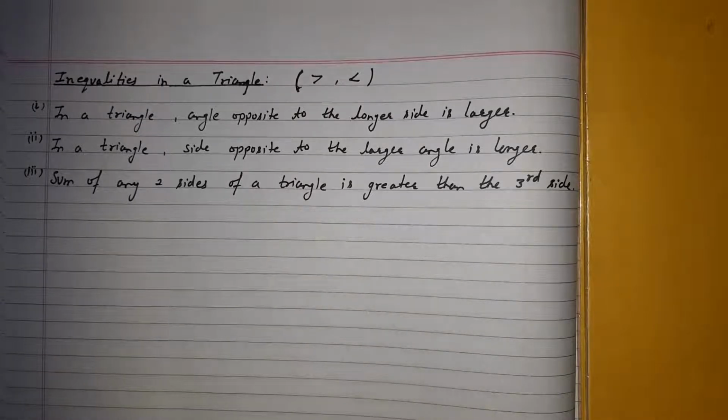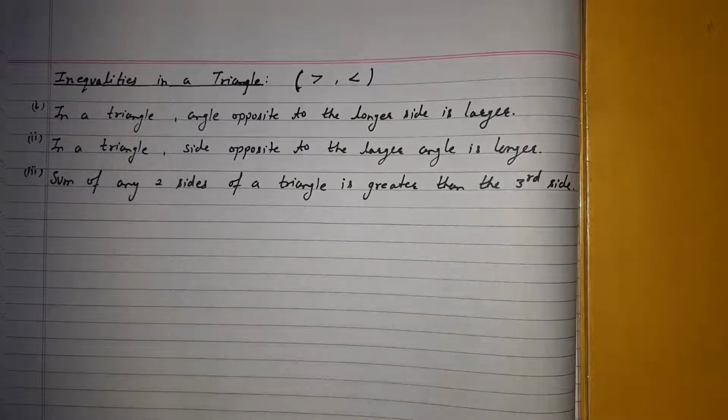Okay, so here we will discuss the three basic important theorems. First one: in a triangle, the angle opposite to the longer side is larger. Second one: in a triangle, the side opposite to the larger angle is longer. And the third one: the sum of any two sides of a triangle is greater than the third side.